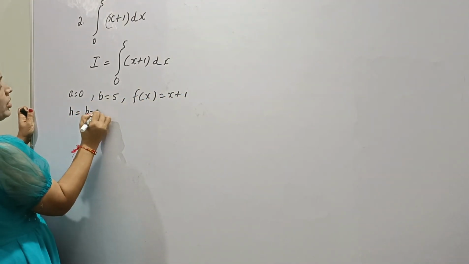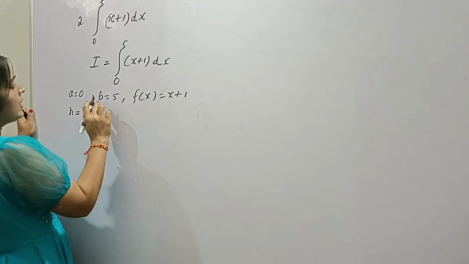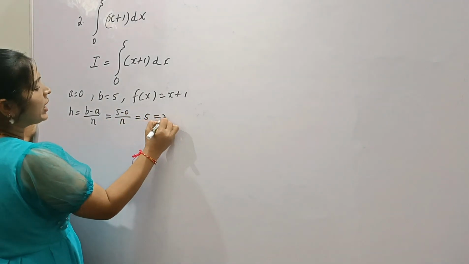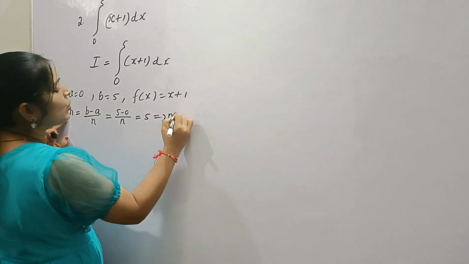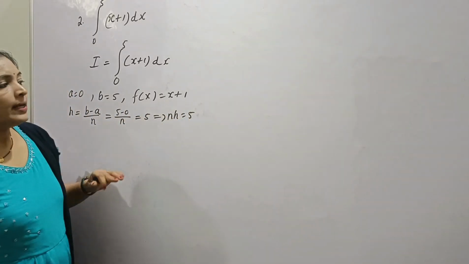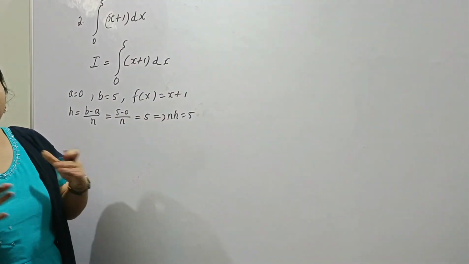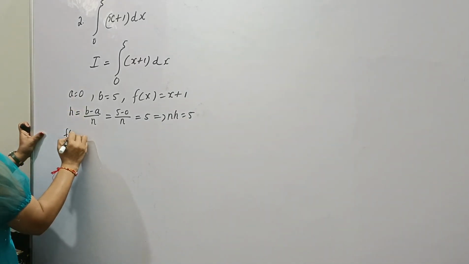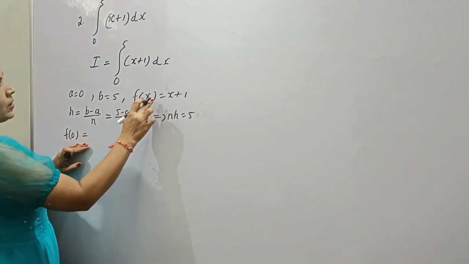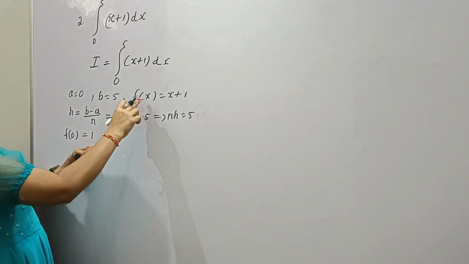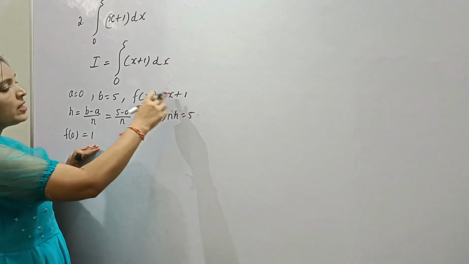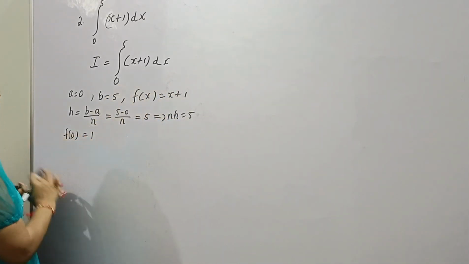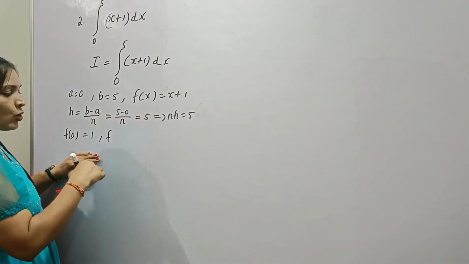Now what is h? H is equal to b minus a divided by n, that is 5 minus 0 divided by n, that is equal to 5. That implies nh is equal to 5. Now let's find each value of the function, that is f of a, that is f of 0, is equal to 1, right? F of x is equal to x plus 1, f of 0 is equal to, substitute x is equal to 0, so 0 plus 1 is 1, right?